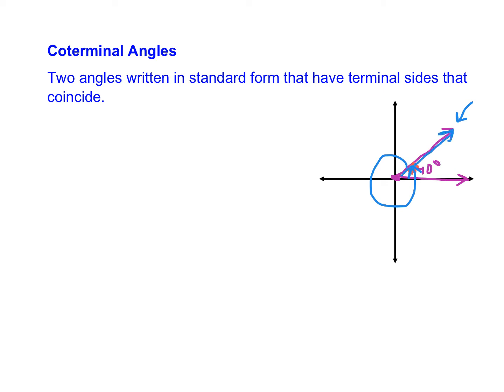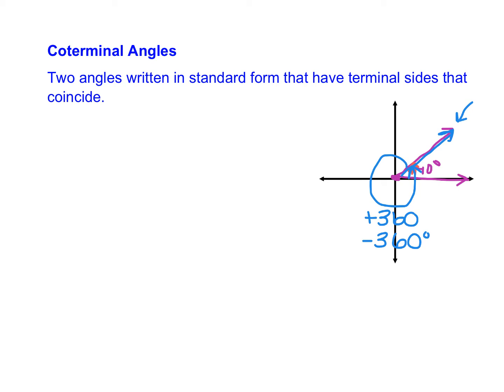And the easiest way to find these is to simply note that we have 360 degrees in a circle. So in order to go all the way around and end in the same spot, we would have to add 360 to that angle in some capacity, or we would have to subtract 360 degrees from that angle in order to end in the same spot.